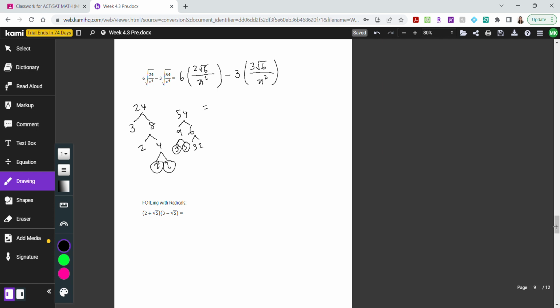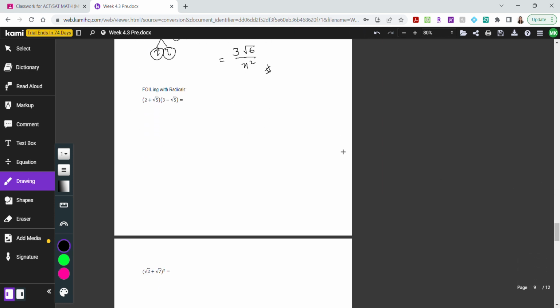Multiply our fractions. We are going to get 12 square root 6 over x squared minus 9 square root 6 over x squared. Oh look, common denominator, so we can just group them together and operate on them, right? And look, square root 6, square root 6, same species, so we can just take the coefficients, 12 minus 9, to give us 3 square root 6 over x squared, and that'll be the solution. All right, if you have any questions about adding and subtracting radicals, bring it to your deep dive lesson.